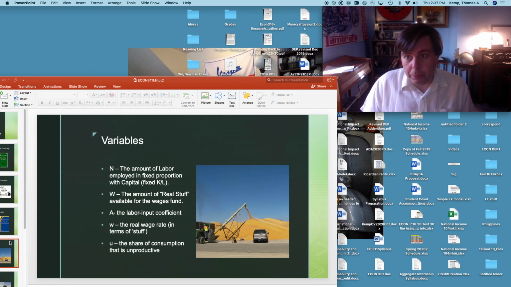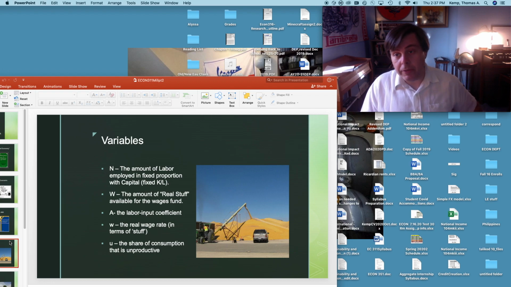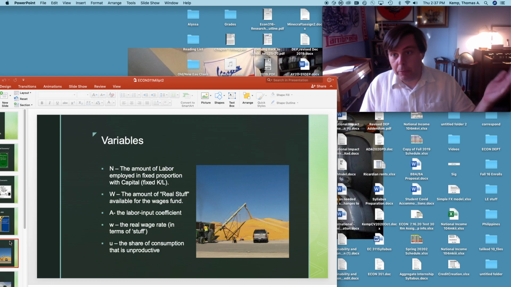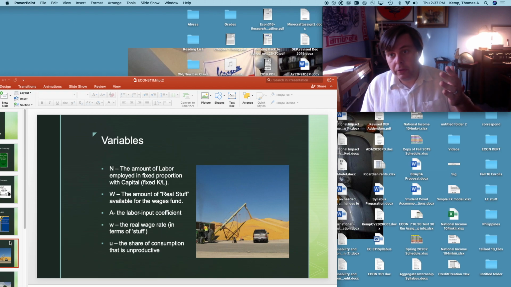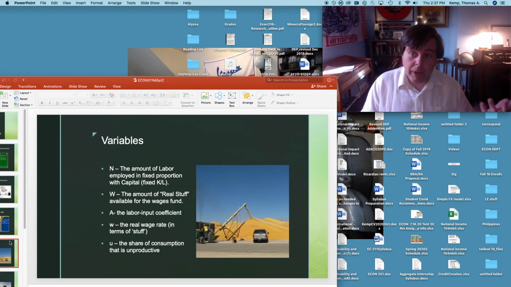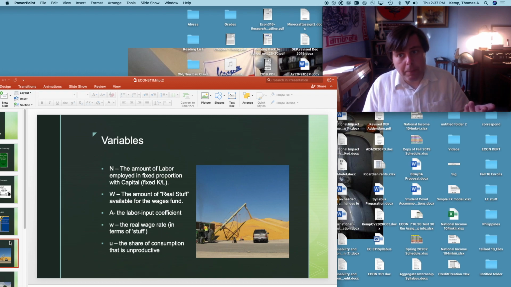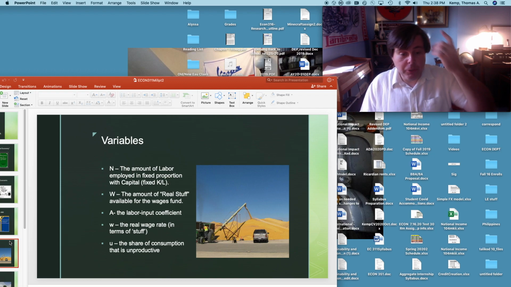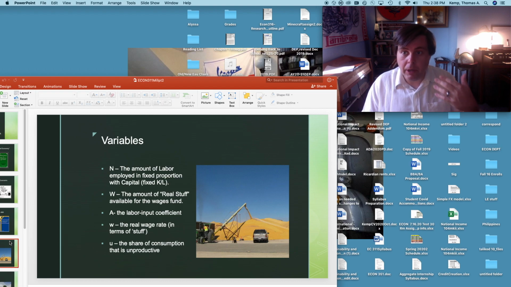A is a labor input coefficient, so that's a technical way of saying, if I've got 10 laborers and they produce 100 output, A is 10. Or if I have 5 laborers and they produce 100 output, then A is 20. So it's just a relationship between the quantity of labor available and the output that labor produces. And since this is a labor theory of value, of course all value is ultimately attributable to labor. Lowercase w is the real wage rate. So this is the amount of stuff that people are paid.